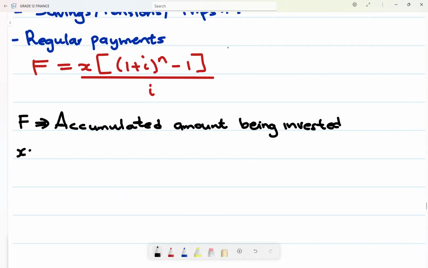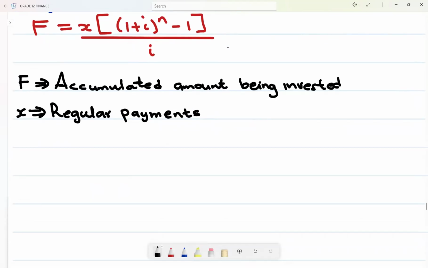And then what is X? X in this case refers to regular payments, okay? The X refers to the amount that you'll be paying regularly. So it is regular payments. And then i, as we know, is the interest rate, which is calculated by taking the rate you are given and dividing by 100, okay? Remember you will be given the rate.